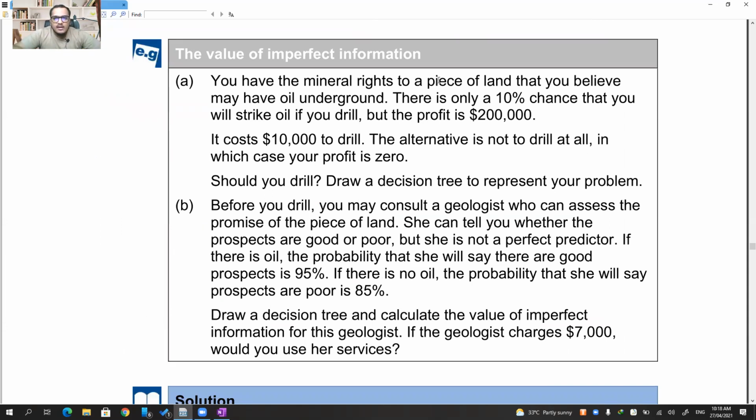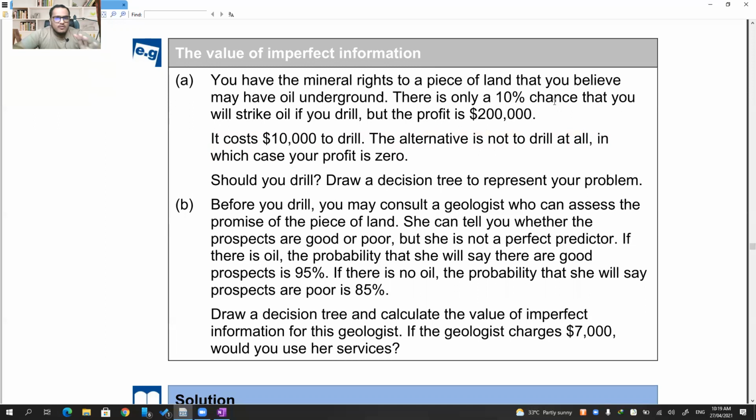You have the mineral rights to a piece of land that you believe may have oil underground. There is only a 10% chance that you will strike oil if you drill, but the profit would be $200,000. It will cost you $10,000 to drill. The alternative is to not drill at all, in which case your profit will be zero. They are telling you very simply that there is a 10% chance that you will find oil, and if you find oil, you will make a profit of 200,000. Cost of drilling is 10,000.